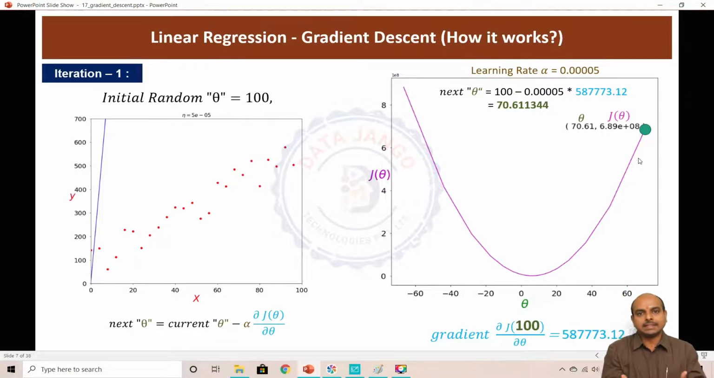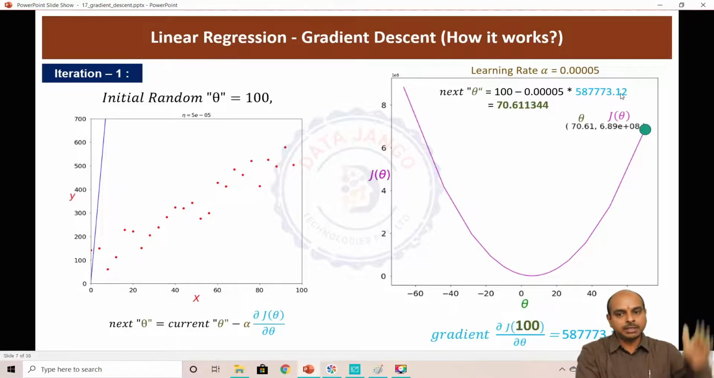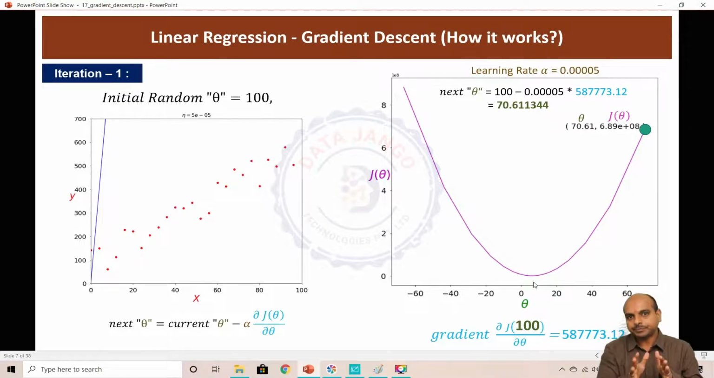If you practically see, in reality, the slope is so high. So you need to take the alpha number very low, because you want to move slowly and come here rather than jump all the way out. If you don't have this number, 100 minus this big number will give you a negative, big number, and it will go very far. Actual theta you need to reach somewhere here. So you need to use this learning rate to control the step.